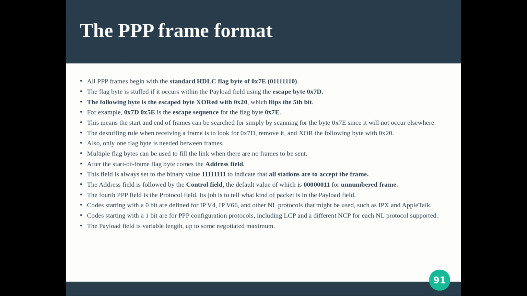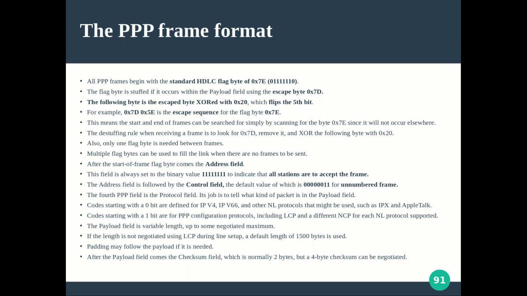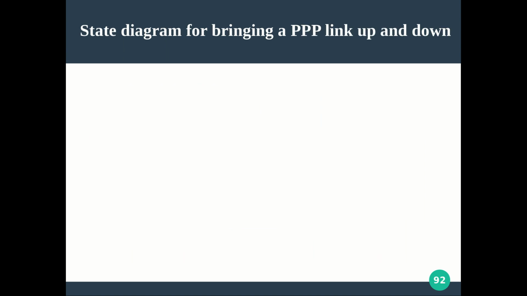The payload field is a variable length field up to some negotiated maximum value. We always have a limit, which will be negotiated between the sender and the receiver, and within that limit you can send a variable length payload. A typical upper limit is 1500 bytes, like in the case of Ethernet. Padding may also be used after the payload if needed, to make it a multiple of some size or a fixed number of bytes. Then we have the checksum, which is normally 2 bytes or 4 bytes as per the negotiation done at the beginning of the communication.